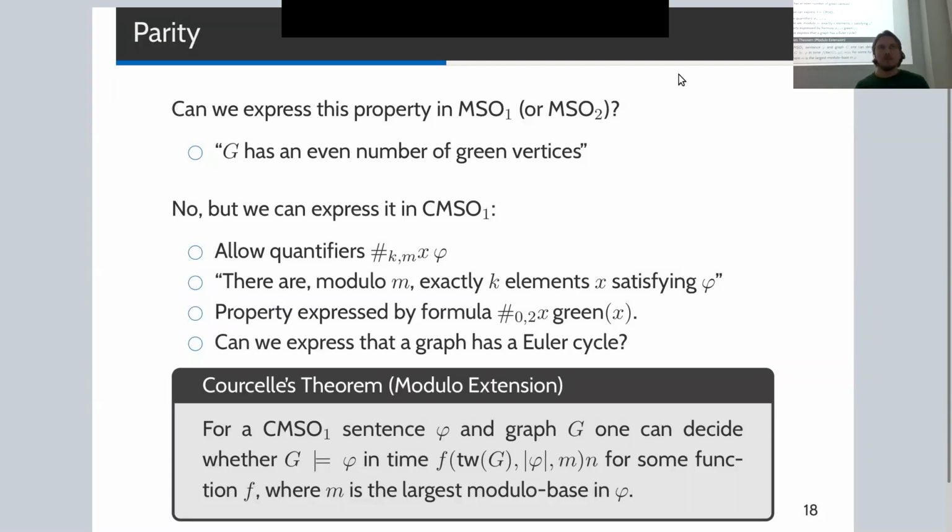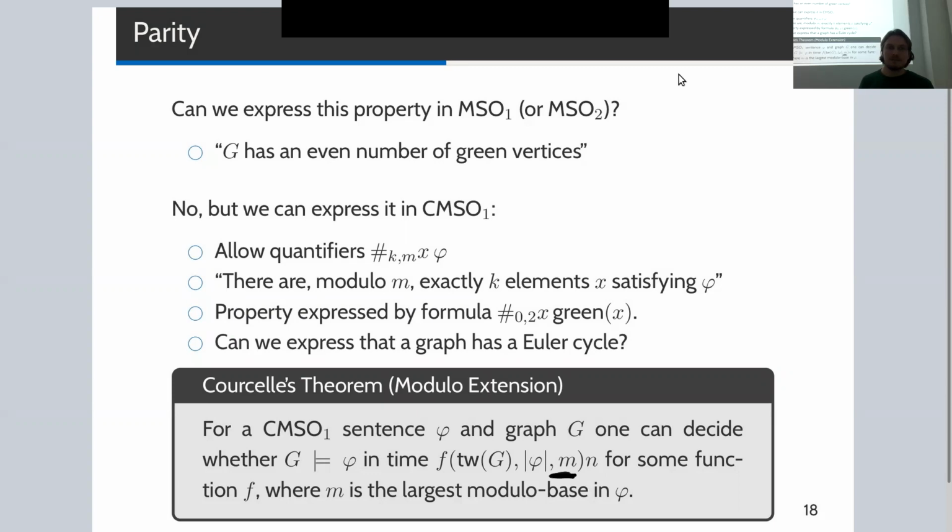And there's an extension of Courcelle's theorem that you can even evaluate CMSO sentences in FPT time. The important thing is that this number m, which is the largest base with which you count modulo, also occurs in our functional dependence. So if you were to count modulo n, the size of the graph, so if you were to count exactly, then this would be very, very expensive and you cannot do that. So you can only count modulo some fixed constant or some parameter value. But this is a very nice theorem. You can do nice things with it.